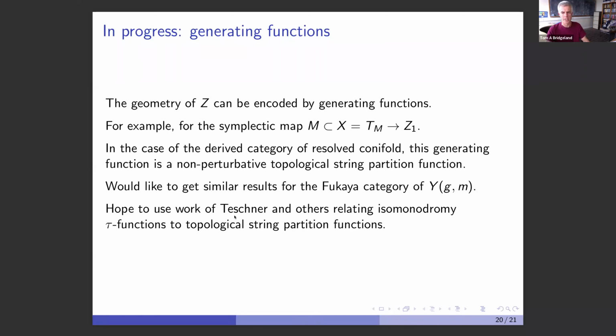There's work of Teschner and others relating the partition functions of these things to isomonodromy tau functions, and in turn those are closely related to the sorts of geometry we've been considering here.